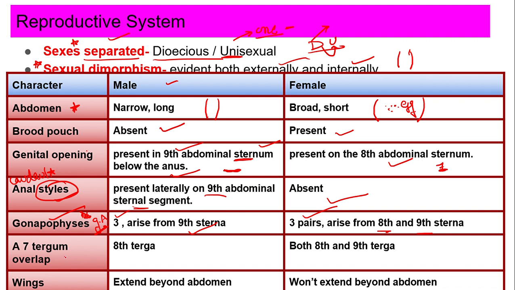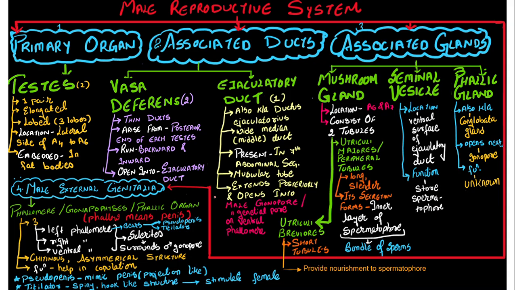Now, we have already studied in the structure that the 7th tergum overlaps the 8th in the male, and the 7th overlaps the 8th and 9th in the female. Talking about wings, they extend beyond the abdomen in the male, but do not extend beyond the abdomen in the female, right? Gonopophysis we will study in more detail in today's class only. Let's begin with the male reproductive system.